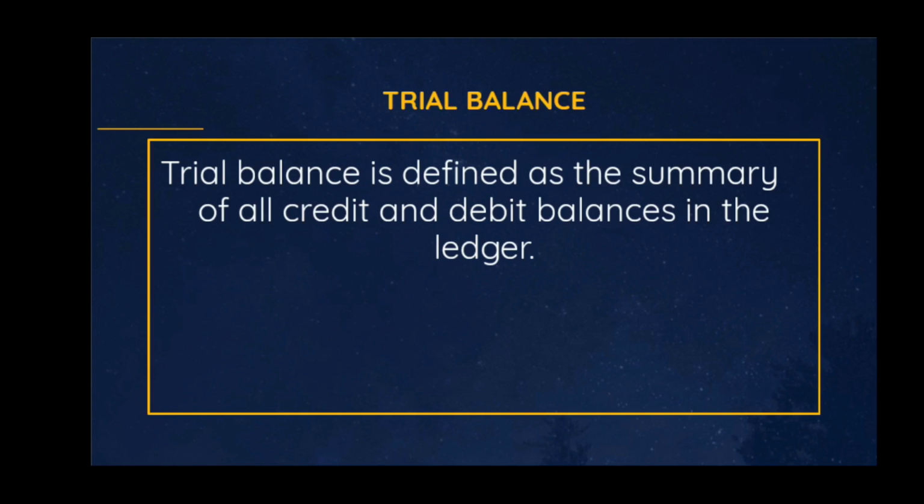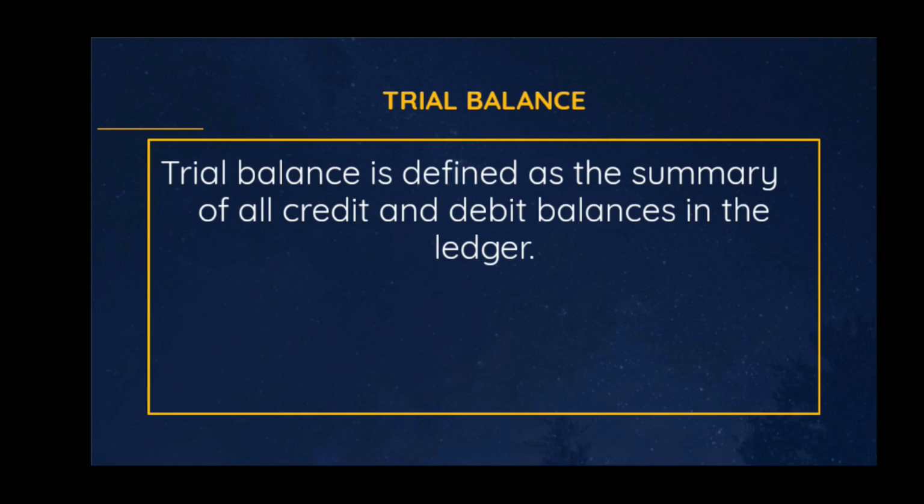If you remember, under the ledger, at the end of the period, we are going to balance the ledger. So the ledger that is having a debit balance will be transferred to the debit side of the trial balance. The ledger that is having a credit balance will be transferred to the credit side of the trial balance. And at the end of the day, we expect the total of the debit side of the trial balance and the total of the credit side of the trial balance to be equal.